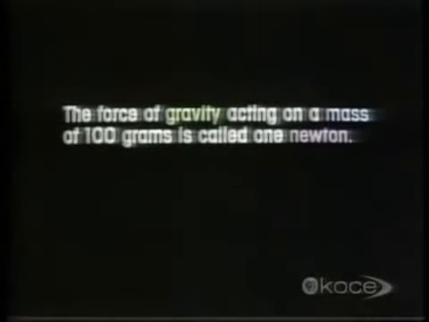The story so far. All masses attract all other masses to a certain extent. The Earth, being a very large mass, exerts a very large force of attraction which is called the force of gravity. This pulls all objects towards the Earth at an acceleration of roughly 10 meters per second per second. The force of gravity acting on a mass of 100 grams is called 1 Newton.